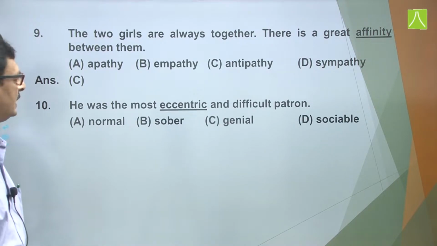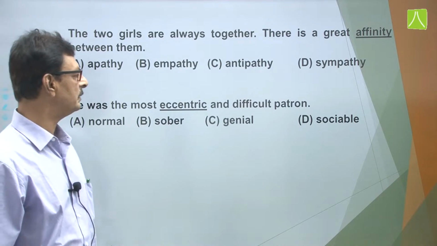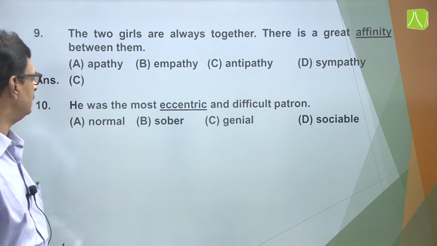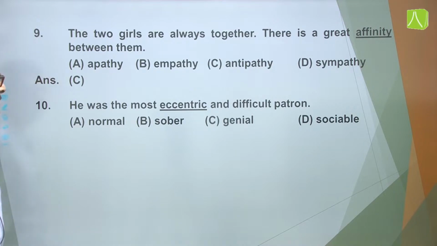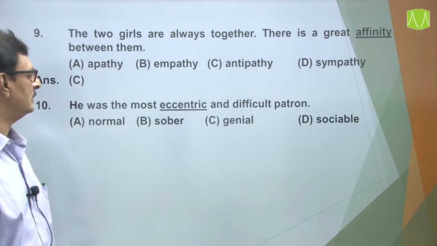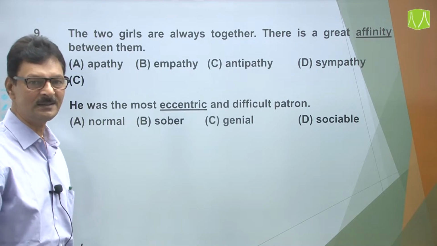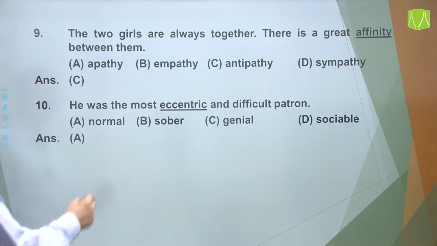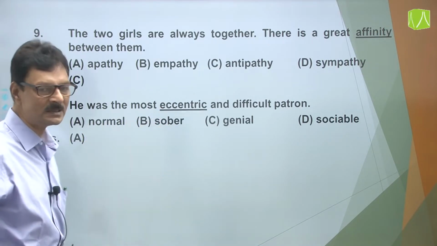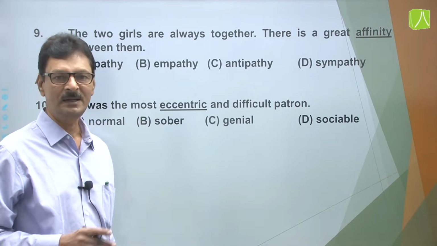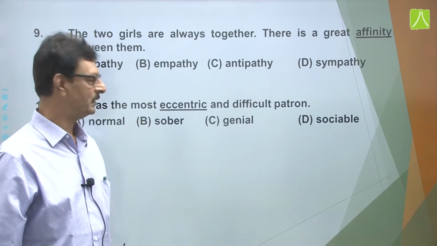Moving on to sentence number 10: he was the most eccentric and difficult patron, and the options for antonyms of eccentric are normal, sober, genial and sociable. What is eccentric? Crazy. So what will be the correct answer? It will be normal. Eccentric means crazy, abnormal. The answer will be normal.